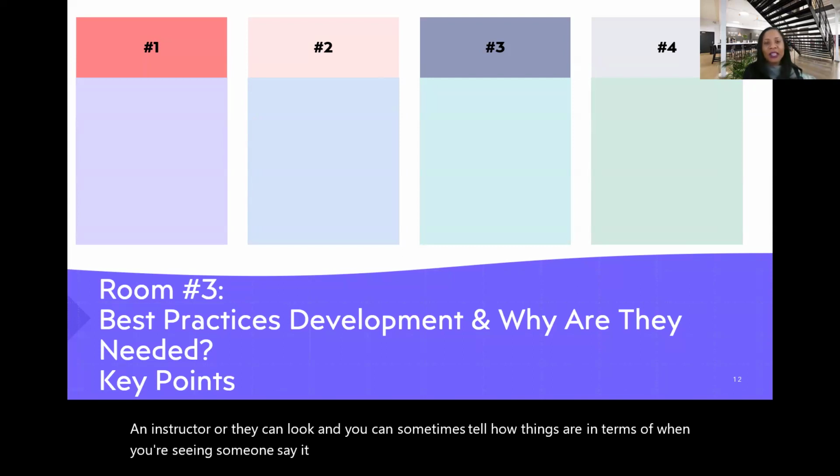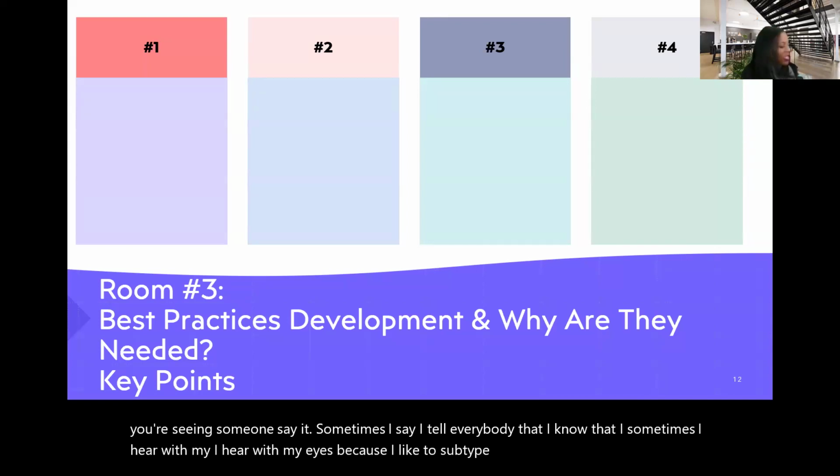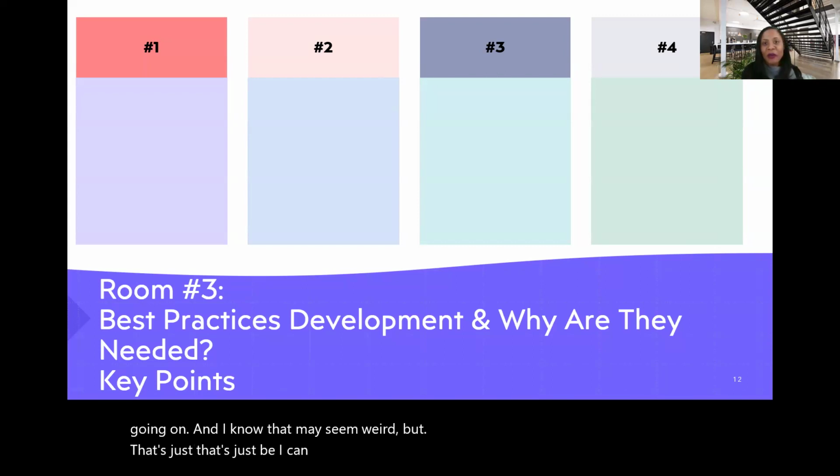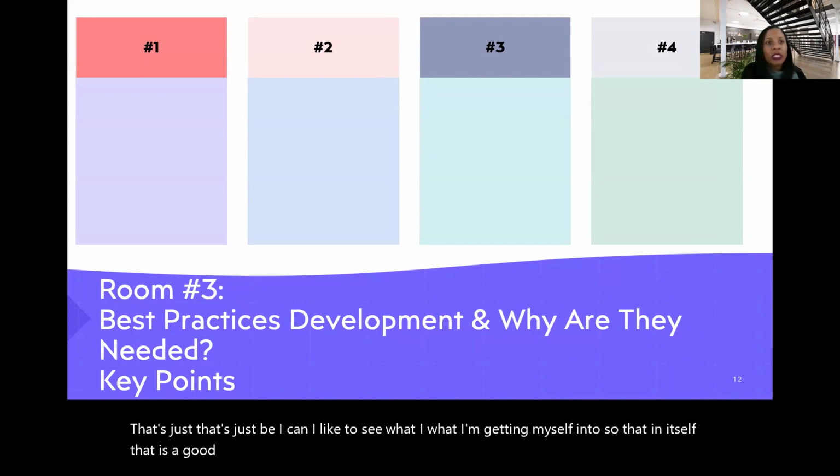Sometimes I tell everybody that I know that I hear with my eyes, because I like to sometimes see what I'm getting or what is going on. I know that may seem weird, but that's just me. I like to see what I'm getting myself into. So that in itself is a good one. So I'm going to just pop that in the box here.